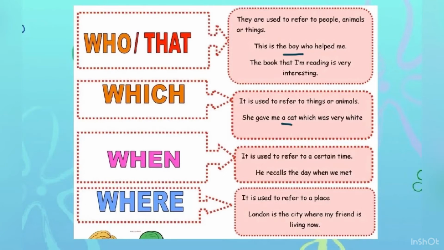When is to refer to a certain time. He recalls the day when we met. What day? The day when we met. Where? London is the city where my friend is living now. So city is the noun. And where my friend is living now is the extra information we're giving out.